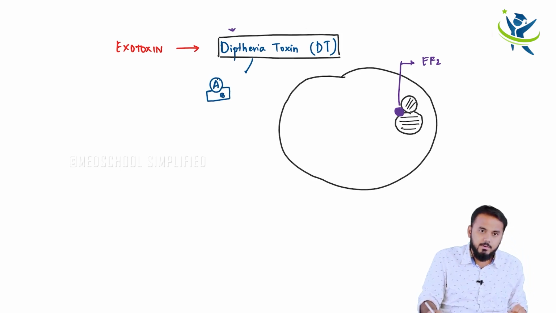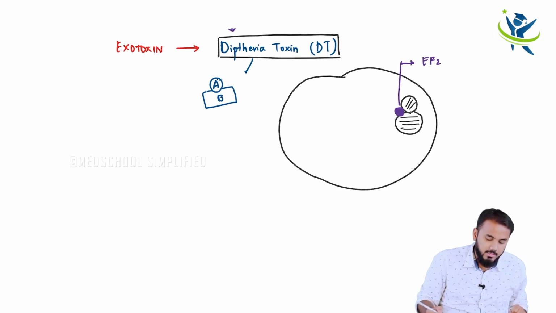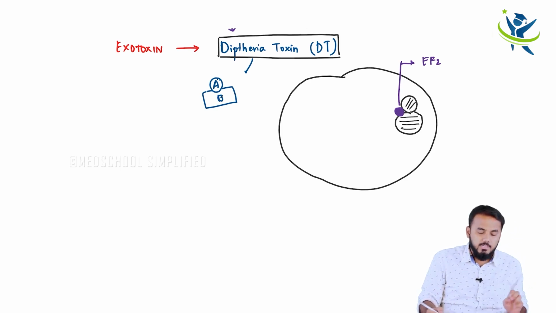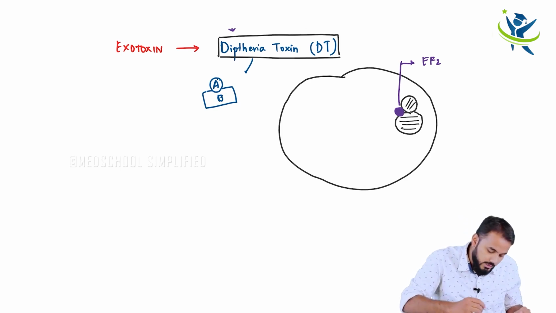This is the structure of diphtheria toxin. Diphtheria toxin has two subunits. One is called the A subunit, and the other is called the B subunit. Now look here, what is going to happen.